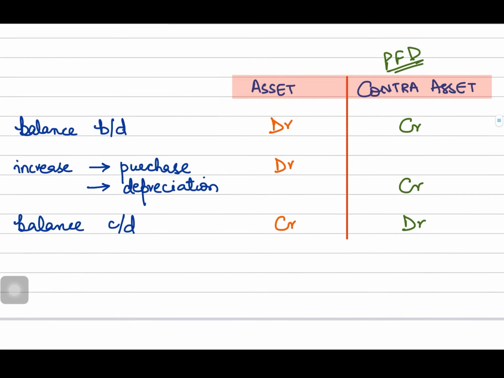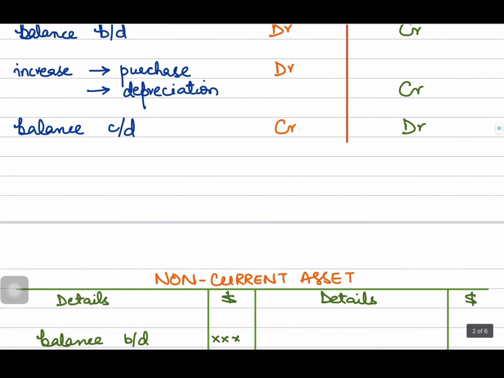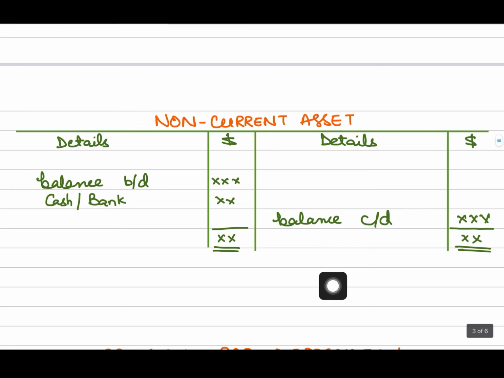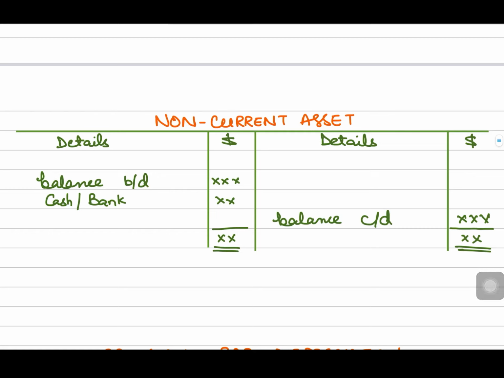Now, let us move to the T accounts of non-current asset and provision for depreciation account, so that you get an understanding of what I am saying over here and how it is shown in the T account. So, first of all, if I have the balance brought down for any non-current asset, that I know will be written on the debit side, right. All the assets have balance brought down on the debit side.